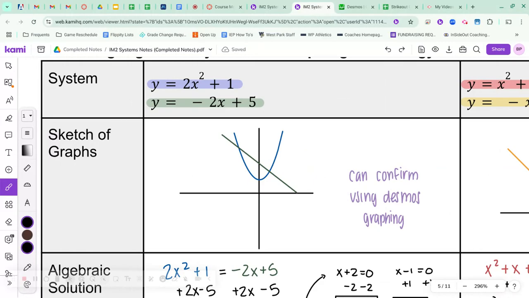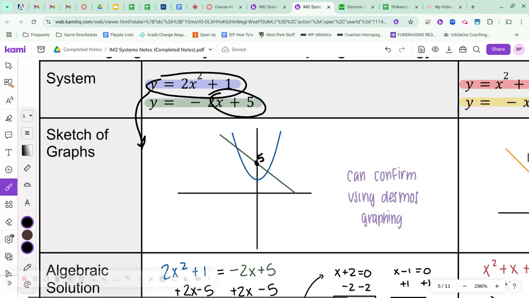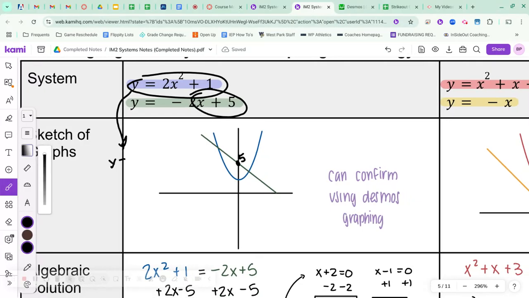Basically these are just base sketches. You know that this line has a y-intercept of 5, so it's going to cross right around there at 5. For this one, you can get a vertex by using negative b over 2a. It's just 0 over 2 times 2, so you get an axis of symmetry of 0.